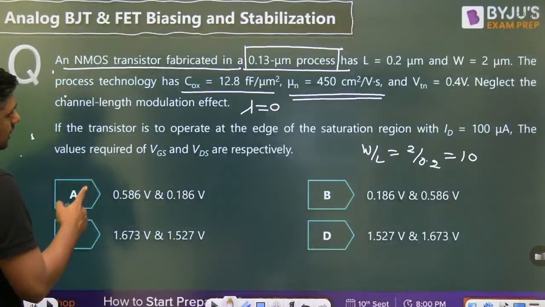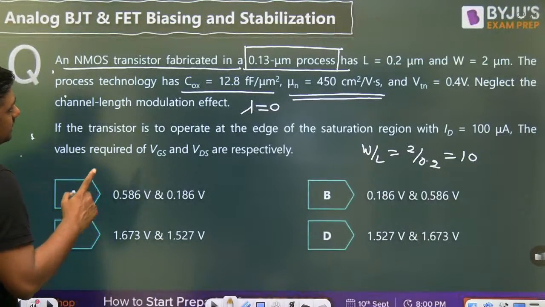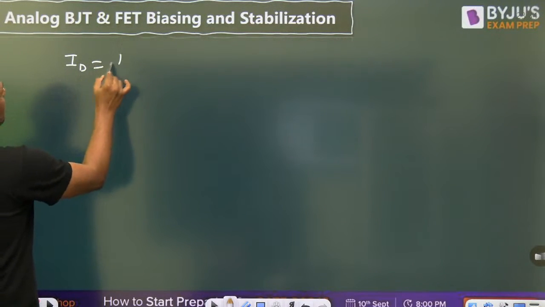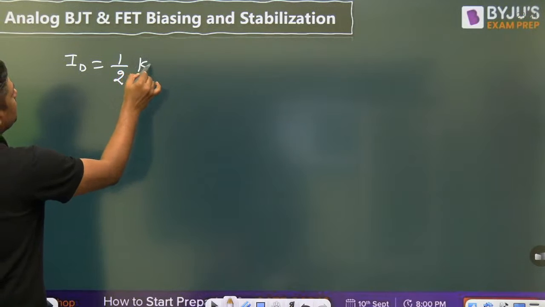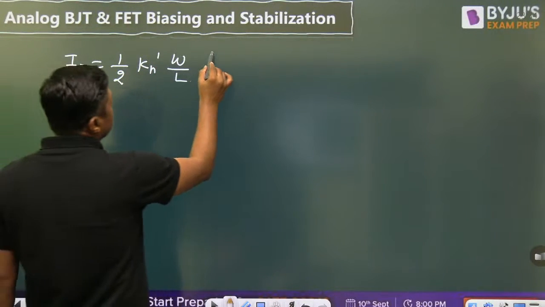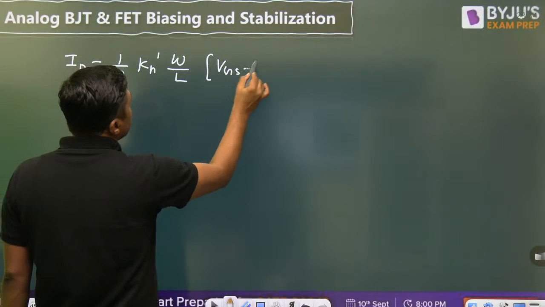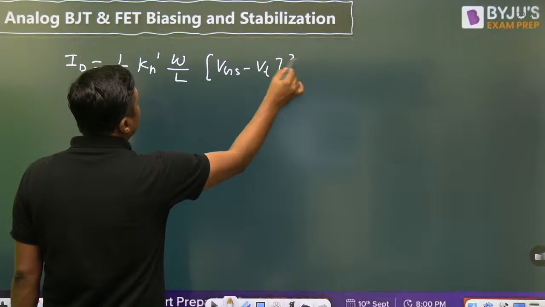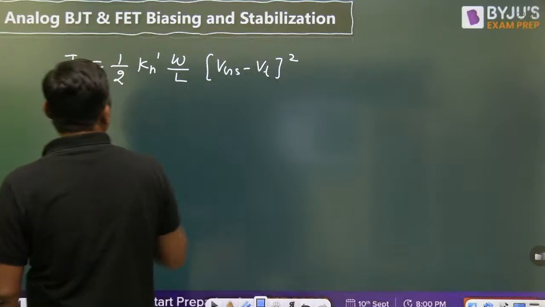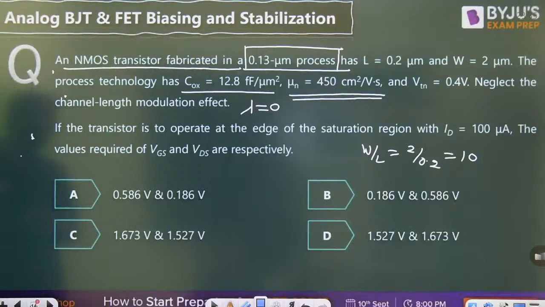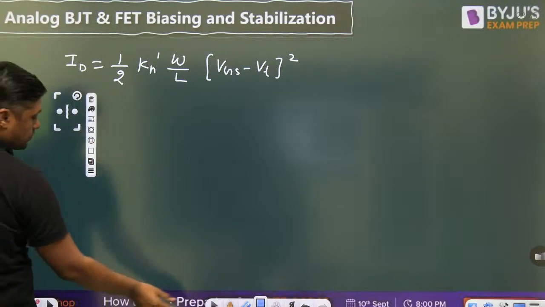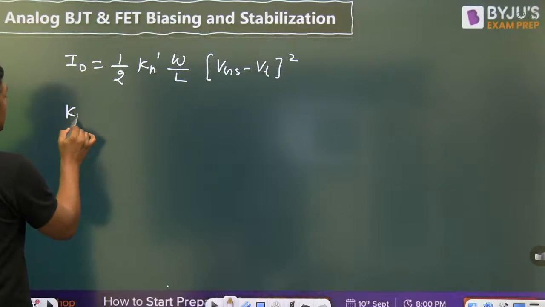First of all, this one. Then remember that at the edge of the saturation, what is the ID? Half of K and S W by L, VGS minus VT the whole square. Right. So it is at the boundary condition. Now, first of all, you have to calculate the K and S. What is the K and S?